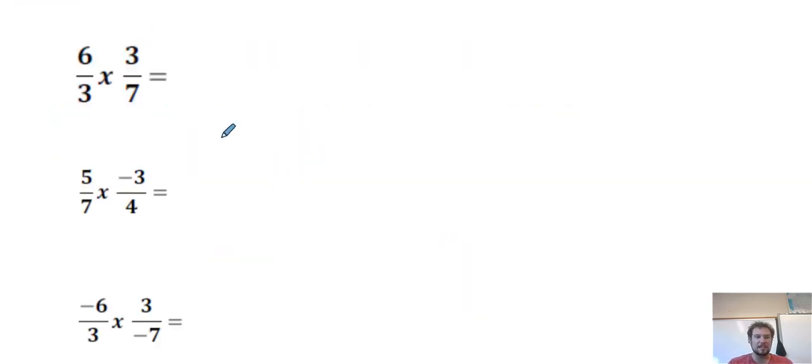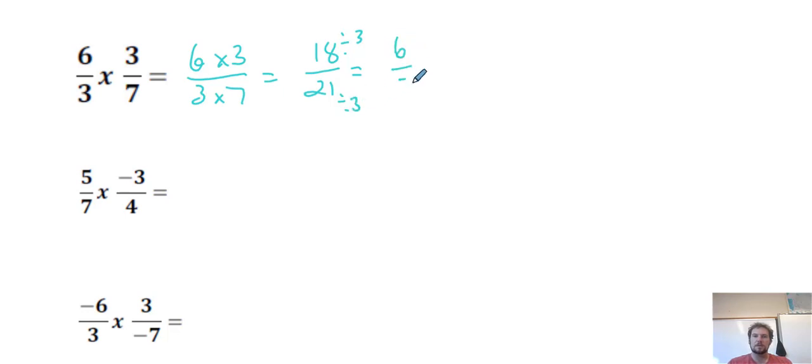So if we look at a couple of examples now. Here's my first example, 6 over 3 times 3 over 7. Again, looking at the tops and the bottoms, that would be 6 times 3 over 3 times 7, and that gives me 18 over 21. Now 18 and 21 are both divisible by 3, so I could simplify this a little bit and divide this by 3 and divide this one by 3, and I get 6 over 7.